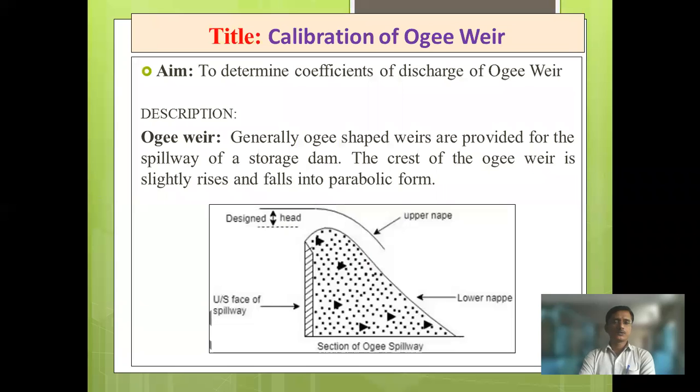So in theory, we have learned this. Ogee weir is one type of spillway. You might remember that Ogee spillway. What is Ogee? It is the shape of the weir. If it is an S shape, then we call it Ogee weir. Why is this Ogee shape preferred for the spillway?